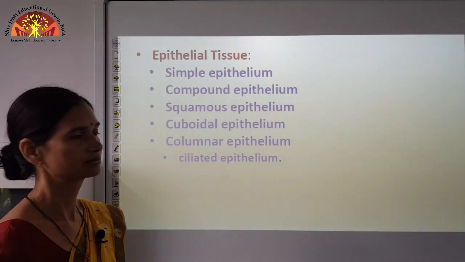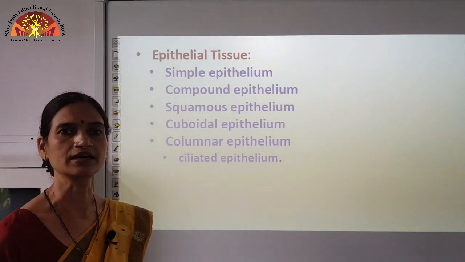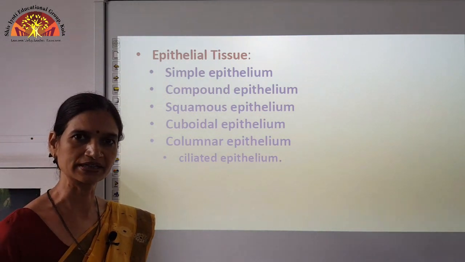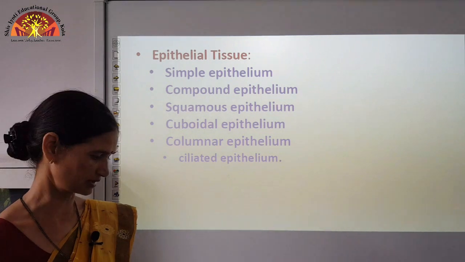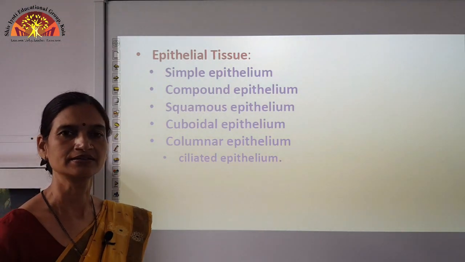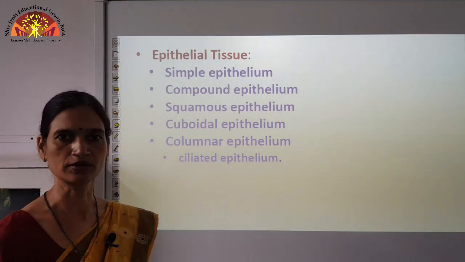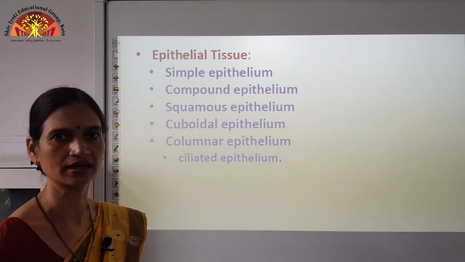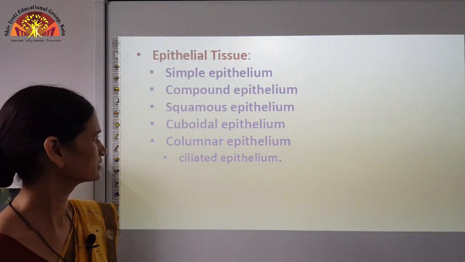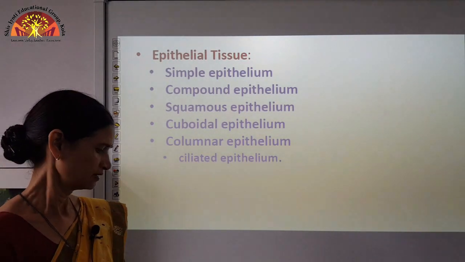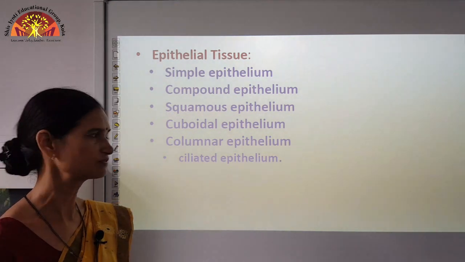Glands which have ducts are called exocrine glands, like the pancreatic duct. The pancreas works as both exocrine and endocrine, but salivary glands, okay, these are exocrine glands, and the glands which contain hormones and do not have ducts are called endocrine glands. So on this basis it can be categorized like this. Compound epithelium we have discussed.